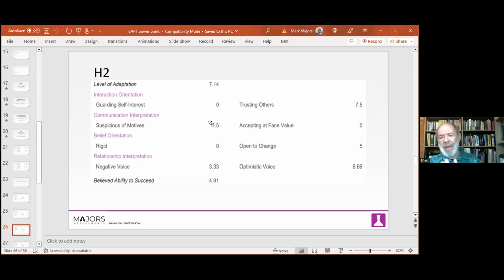And a story about the power of that. I was giving an assessment to a high school senior who wanted to learn about her personality before she went to college, and she was rigid 10 and open to change 0.